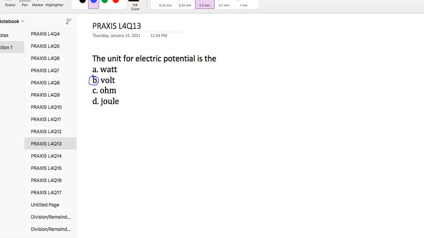The watt is a unit of electrical power. The ohm is a unit of electrical resistance, right? And so we need to know just exactly that. Just that 1 sentence definition so we can differentiate watt, volt, and ohm.